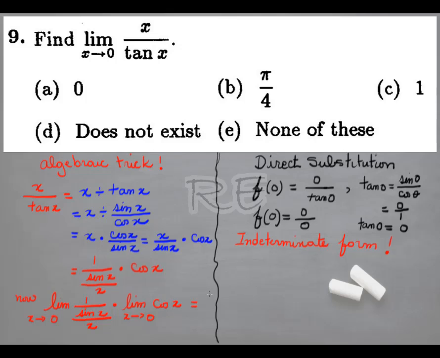The limit of a quotient is equal to the quotient of limits, so it's the limit of 1 as x approaches 0 over the limit of sine x over x as x approaches 0, multiplied by the limit of cosine x as x approaches 0. As x approaches 0, the limit of 1 is 1, and the limit of sine x over x is also 1. Limit of cosine x is 1. 1 times 1 is 1, and we're done.